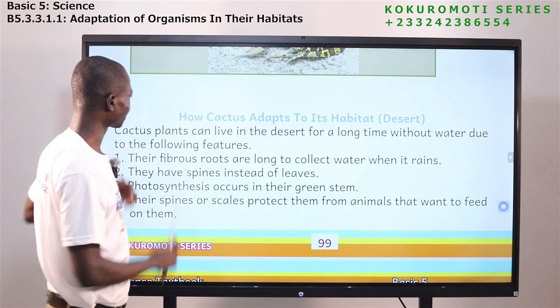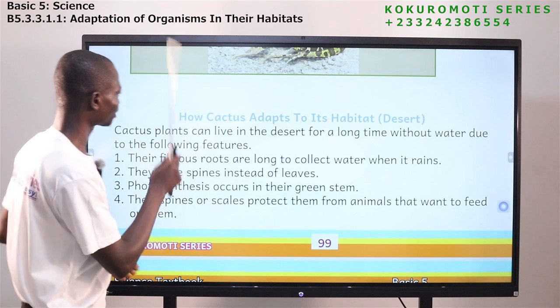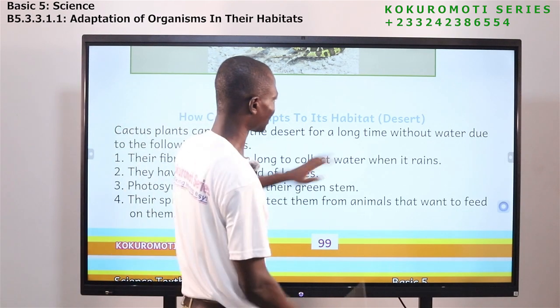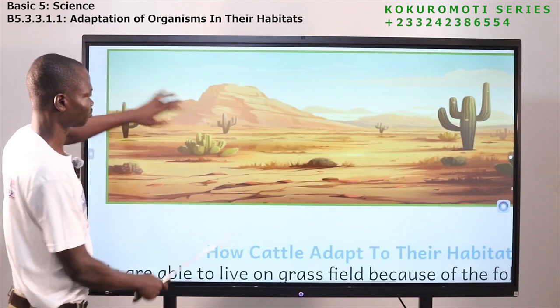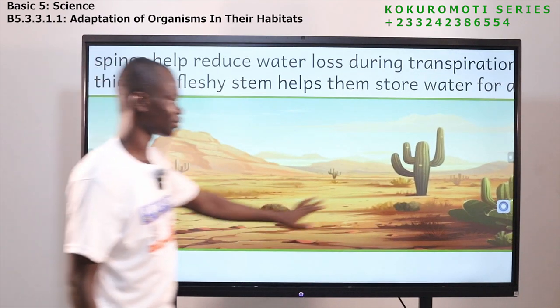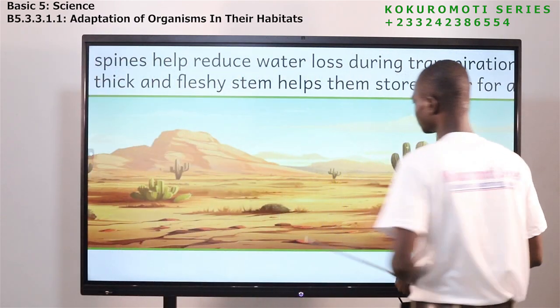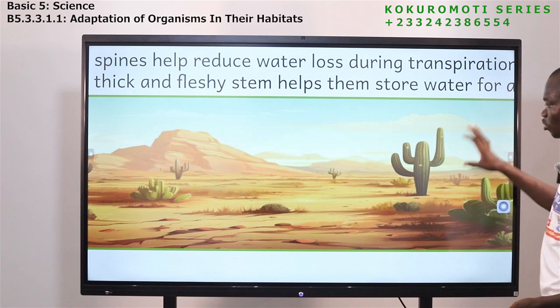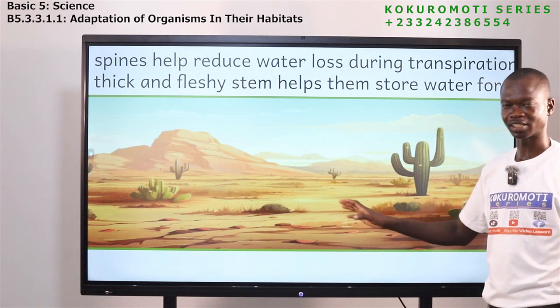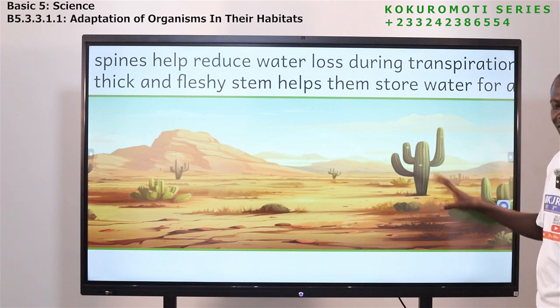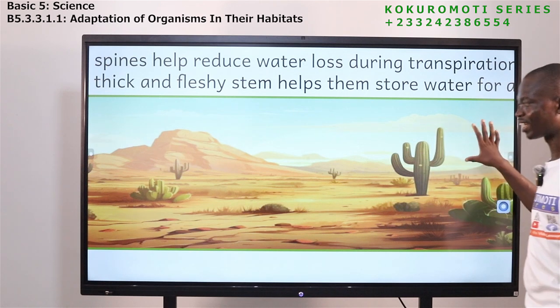Now let's look at cactus. How cactus adapt to its habitat, that is desert. Let me show you cactus before we start. So this is it. Have you seen these plants? They can survive on what? On deserts. A lot of plants cannot survive on desert, but this plant can survive on desert. You know how desert looks like. There is no water.